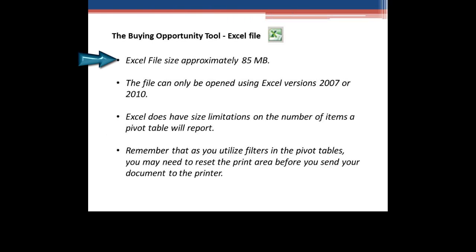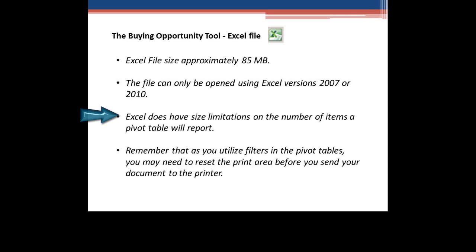Now let's talk about the physical aspects of the Buying Opportunity Tool. The Buying Opportunity Tool Excel file is a very large document. It is approximately 85 megabytes. Therefore, you may have challenges if you are using an older or slower computer. Even if you have a robust computer, it may take a minute to open the file and save the file. Due to the number of the records in the Excel Raw Data tab, this file can only be opened using Microsoft Excel 2007 or greater.